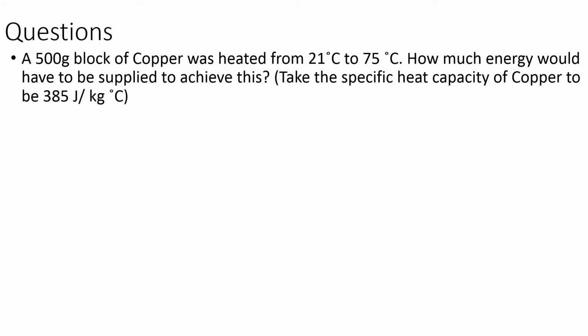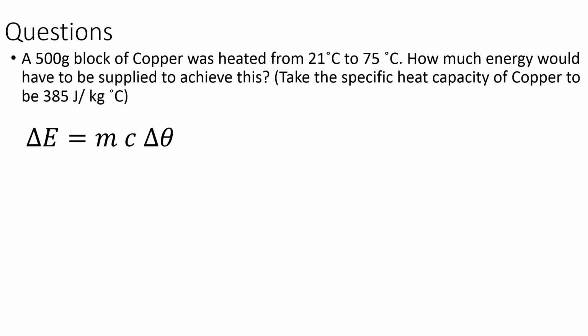So we're just going to do a couple of questions. A 500 gram block of copper was heated from 21 degrees centigrade to 75 degrees centigrade. How much energy would have to be supplied to achieve this? I'm going to take the specific heat capacity of copper to be 385 joules per kilogram per degree centigrade.